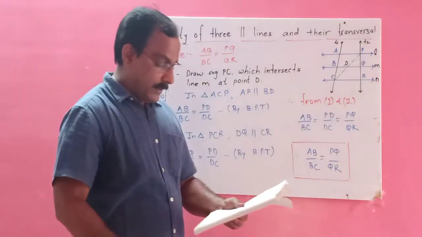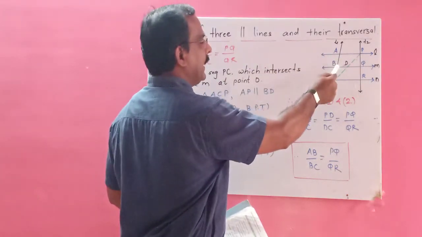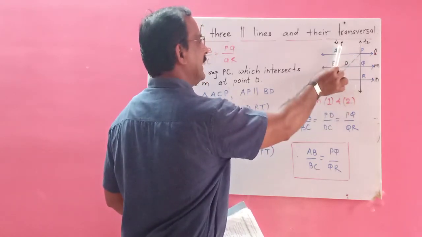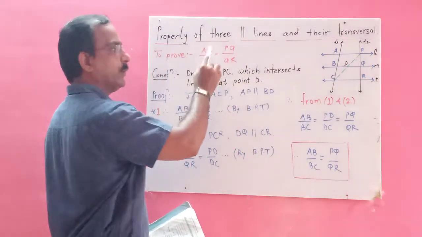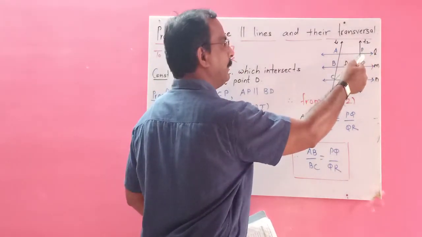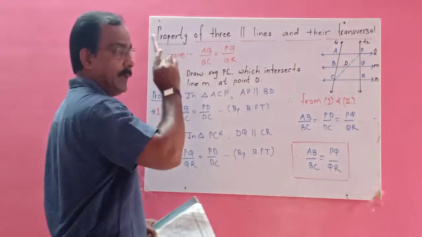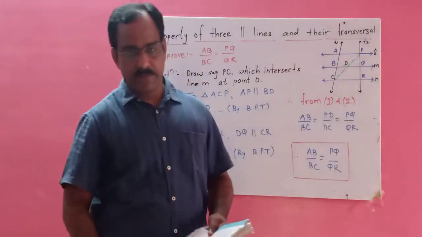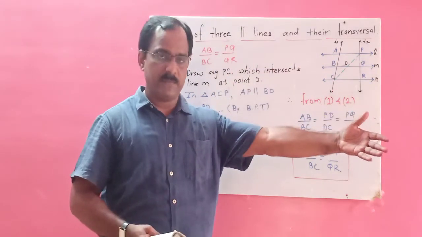We have to prove that AB upon BC, the intercept made by these three parallel lines on the first transversal, AB and BC, is equal to the intercept made by the same parallel lines on another transversal, PQ upon QR. So these two ratios are equal. This is called the property of three parallel lines and their transversal. As I told you children, we have to apply all these theorems for solving the exercise.